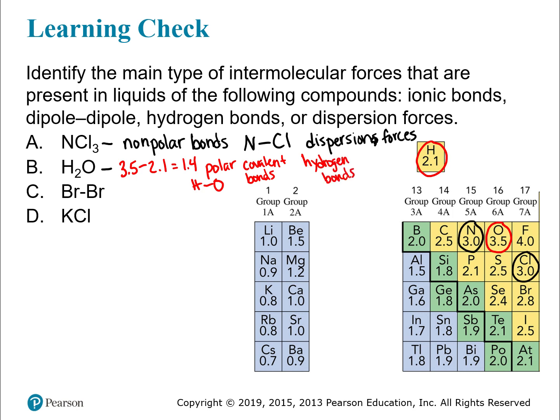The key, without even going through calculating the polar covalent bonds and all that stuff, is that we've got a hydrogen bonded to oxygen. That is a hydrogen bond. Having bond with hydrogen bonds. Sounds terrible. But that is a way to remember: fluorine, oxygen, and nitrogen form hydrogen bonds. Okay.